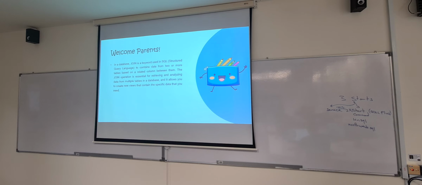So join is a keyword in SQL to combine data from two or more tables based on a related column between them. So we're gonna see how. In other words, we're looking for a foreign key, right? When you need to combine, you need a foreign key in order to define the relationship between the two tables. So the join operation is essential for retrieving and analyzing data from multiple tables in a database, and it allows you to create new views that contain the specific data that you need.